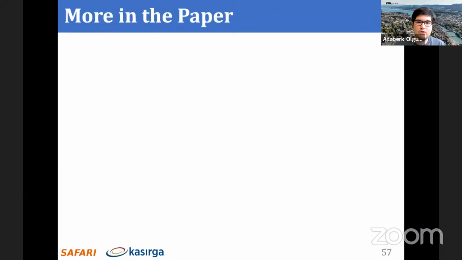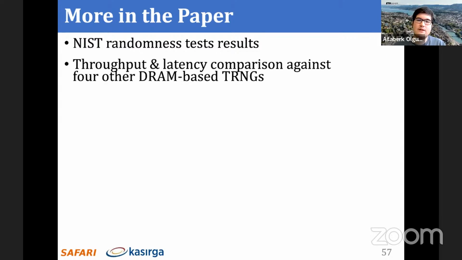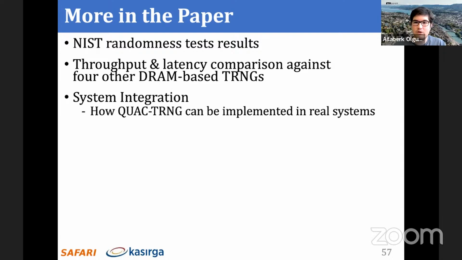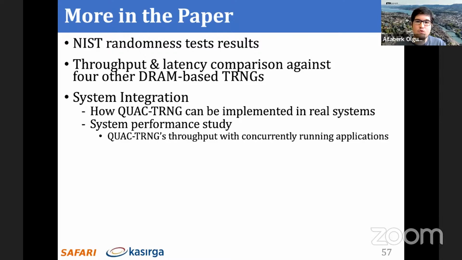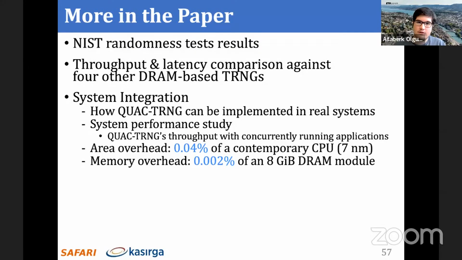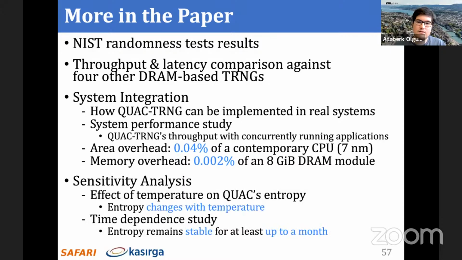And you can check the paper to find more detailed information, including results on QUAC-TRNG's quality evaluation using standard NIST randomness tests, more details on our methodology, throughput and latency comparison against 4 other DRAM-based TRNGs, excluding D-RaNGe and Talukder's mechanism, a discussion on how QUAC-TRNG can be integrated into a real system, and the throughput provided by QUAC-TRNG while applications are running concurrently in this real system, the negligible area and memory costs of integrating QUAC-TRNG, and an analysis on the sensitivity of entropy resulting from QUAC operations to temperature and passing time.